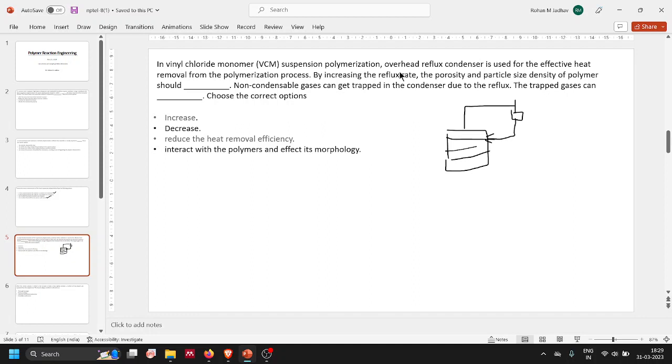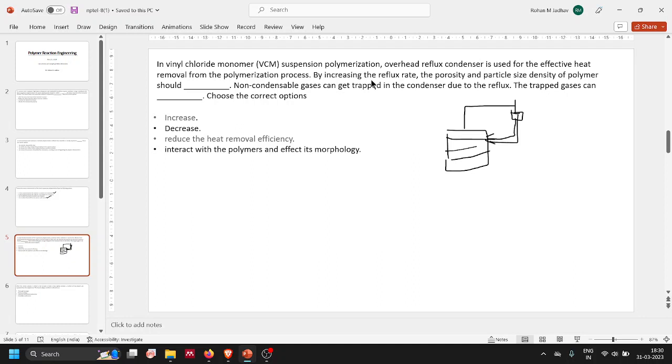So, looking at this process from a standard chemical engineering point of view, we have an overhead reflux condenser, which is used for effective heat removal of the polymerization process. Since the reflux is condensing, it is losing its heat, and the cooled reflux is being circulated back inside the chamber. So basically, we are removing the heat.